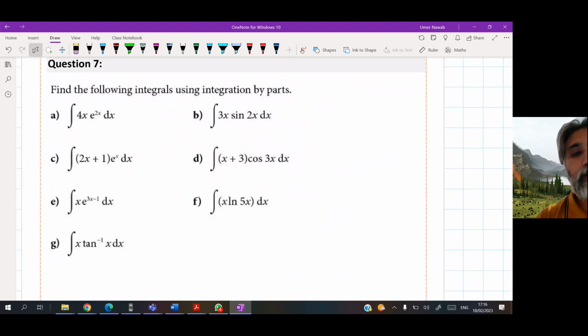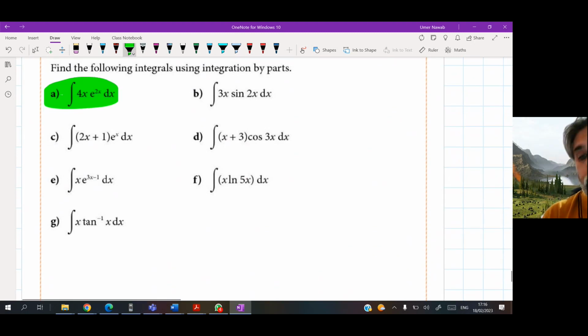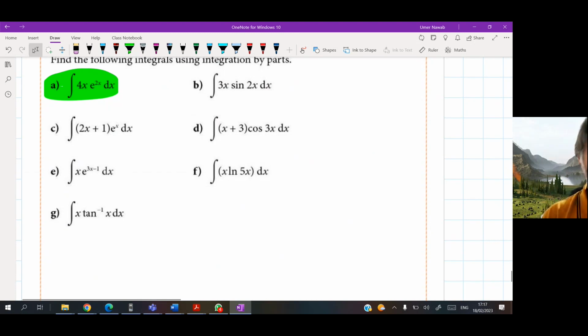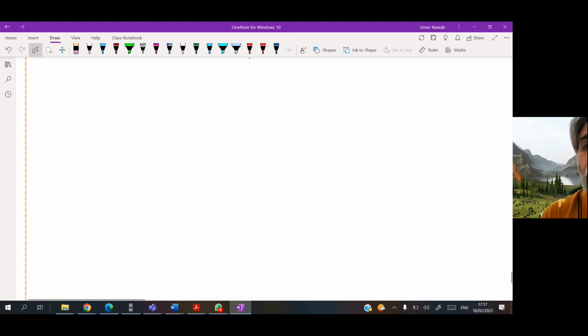Now we come to the integration by parts. In integration by parts, we have first part x e raised to 2x. Before I go further, I want to explain that integration by parts is basically the product rule of integration.